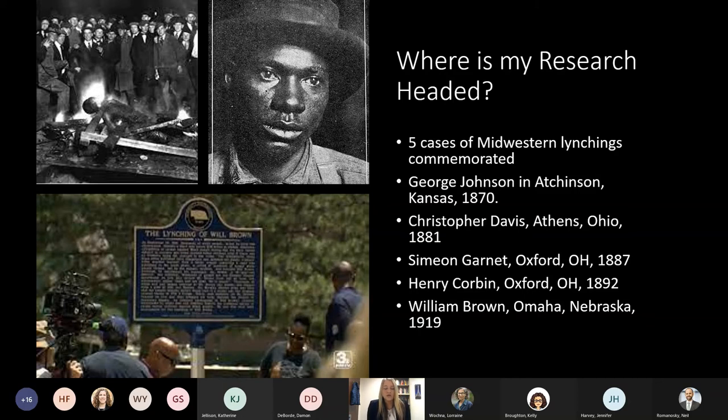So some similarities. All five were accused of hurting white people. Four out of five was a white woman. And as I said, law enforcement either participated, did nothing, or failed to protect the victim.